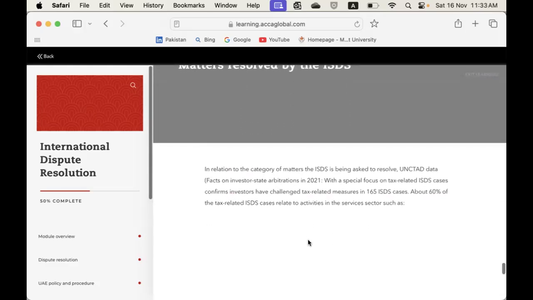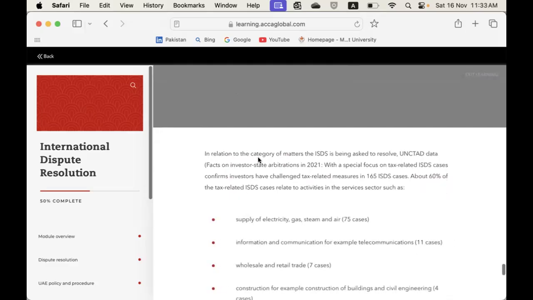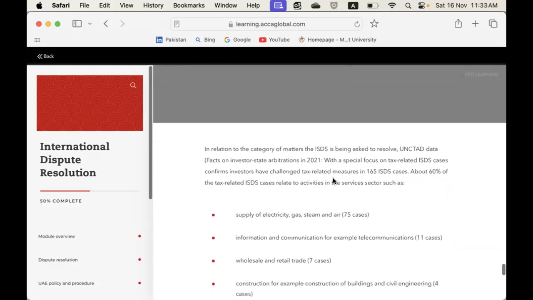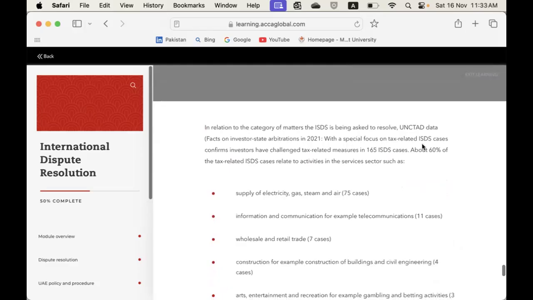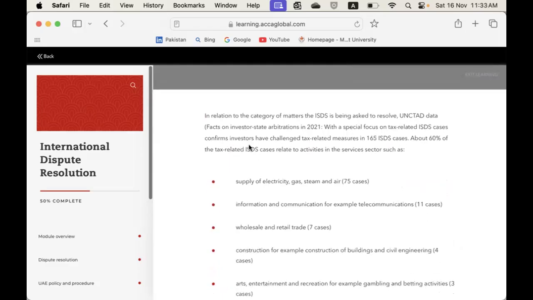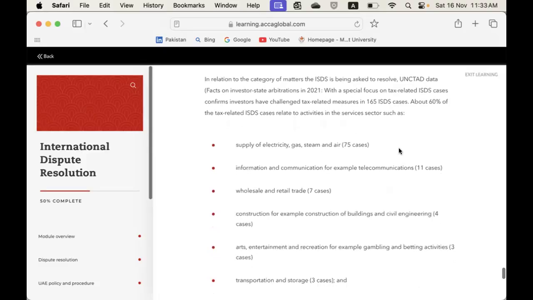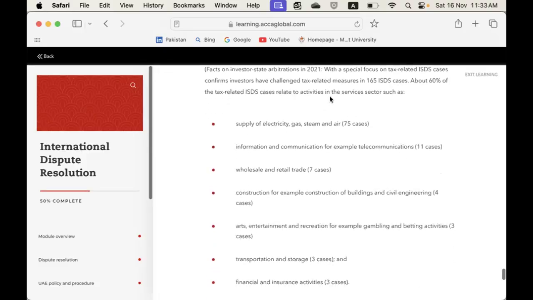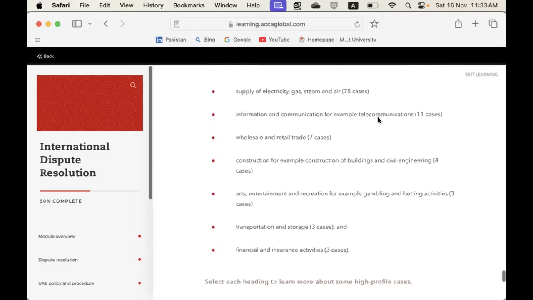Matters resolved by ISDS. In relation to the category of matters the ISDS is being asked to resolve, UNCTAD data, Facts on Investor State Arbitration 2021, with a special focus on tax related ISDS cases, confirms that investors have challenged tax related measures in 165 cases. About 60% of the tax related ISDS cases relate to activities in the service sectors such as supply of electricity, gas, steam, and air. So 75 cases.